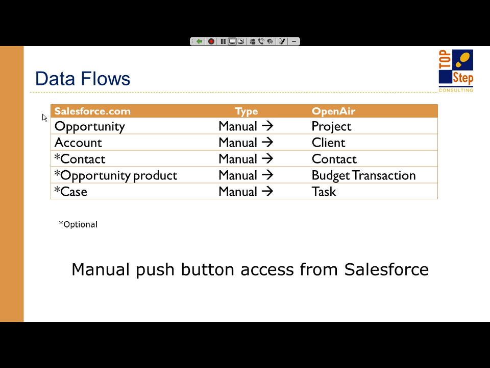Other optional data flows include contact record to create billing contacts in the OpenAir environment for invoicing, the opportunity product lines on the opportunity creating budget transaction lines within the OpenAir project, and cases that are linked to the opportunity creating tasks within the OpenAir environment. Each of these are a manual push or associated to the manual push of an update or an initial creation of the opportunity record.